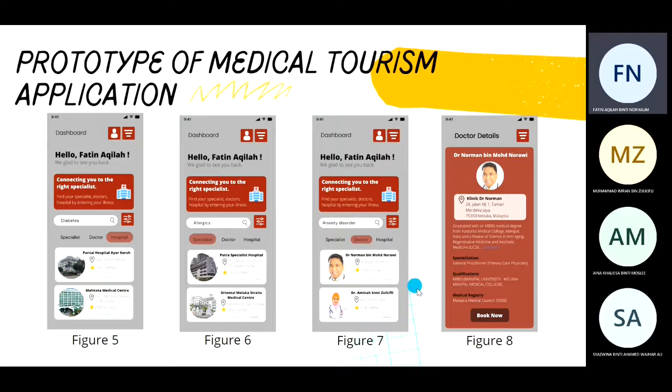For example, at figure 8, this is the detail of the Dr. Norman bin Muhammad Norawi. We can see their image. We can also see their location and the background of the doctor, such as specialization, qualification, and medical registry. So if the user wants to book the doctor, the user must click book now button to book an appointment.